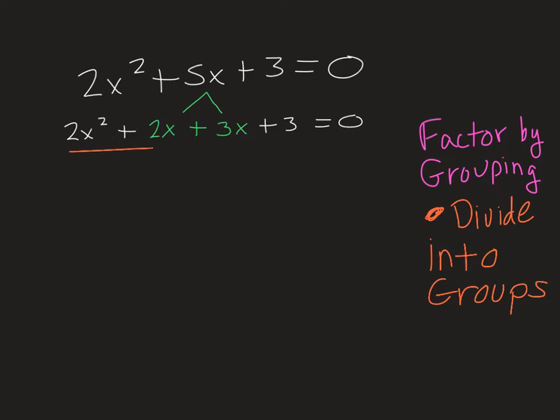So first of all, I'm going to take those 2 terms and I'm going to divide them into a group. And then I'm going to take those 2 terms and I'm going to divide those into groups. And then I'm going to find the greatest common factor of each group.